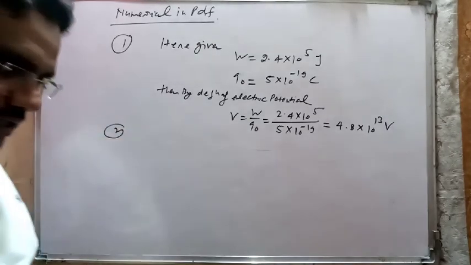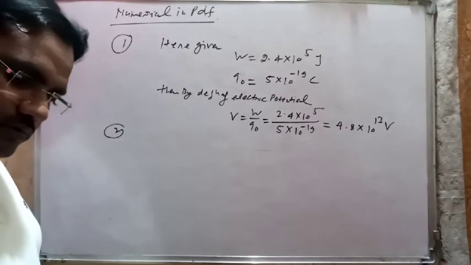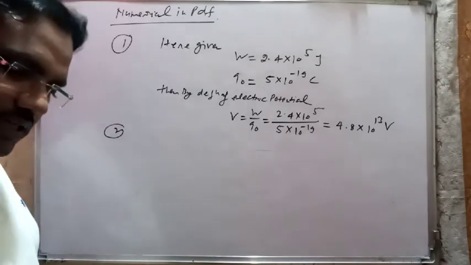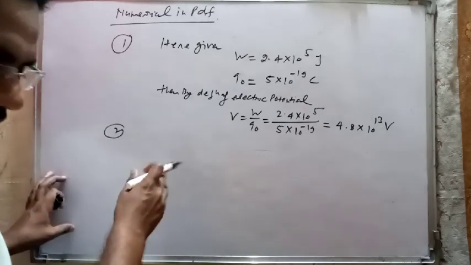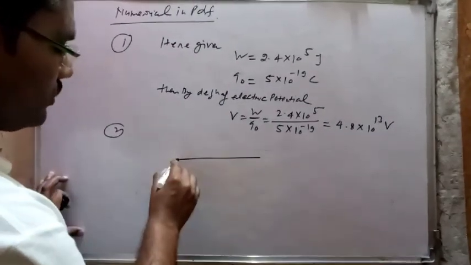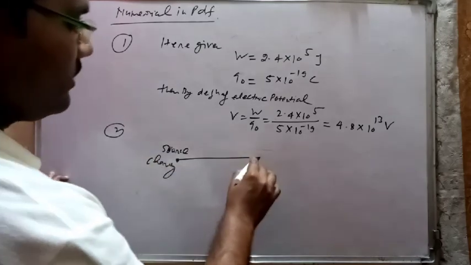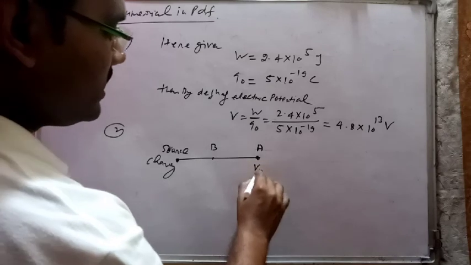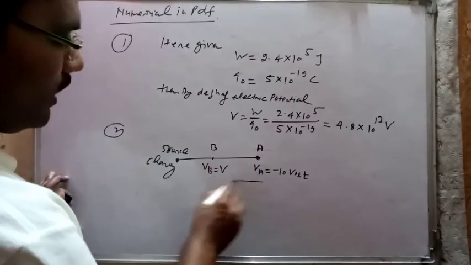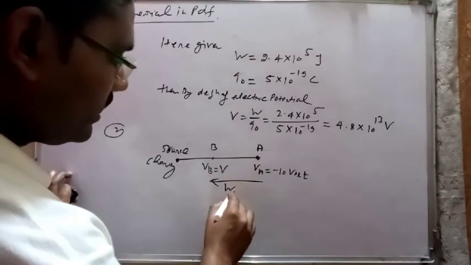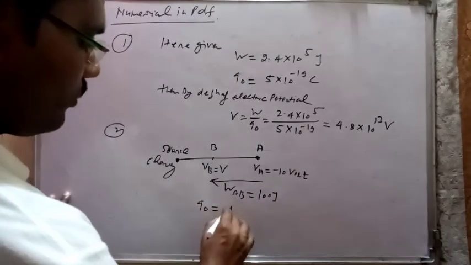Now second numerical is: if 100 joule of work must be done to move an electric charge of 4 coulomb from a place where potential is minus 10 volt to another place where potential is V volt, find the value of V. In this problem, here is the source charge, and this one is the point A, this one is the point B. Potential at A is given minus 10 volt and the potential at B is given V volt, and the amount of work done from A to B, that means WAB is given 100 joule, and test charge is given 4 coulomb.